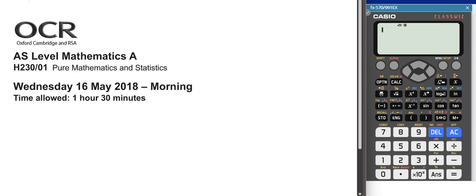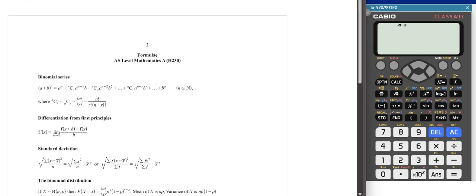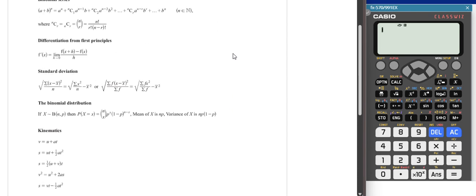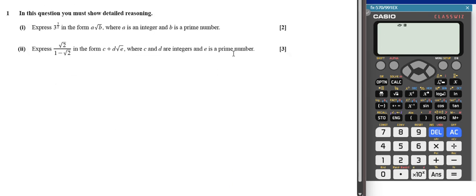Let's have a look at OCR's AS paper 1 from 2018. That's the pure and stats paper. So we start off, let's have a look. We've got our formula sheet just in case we need it. And then we're going to start with question 1.